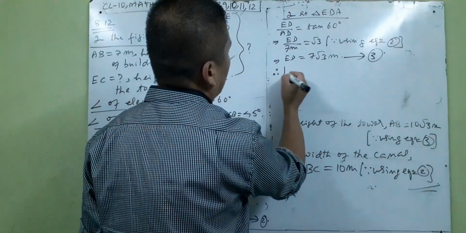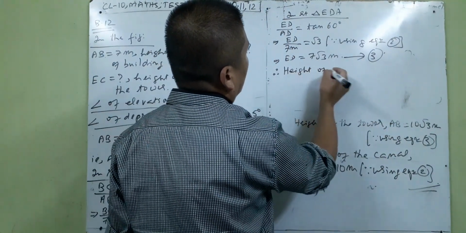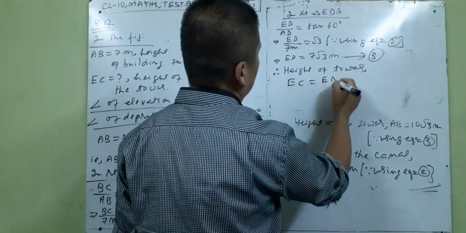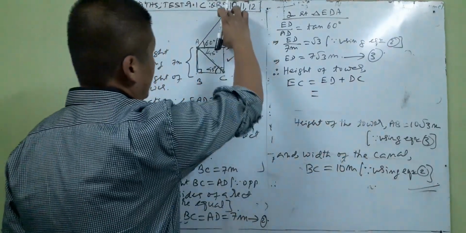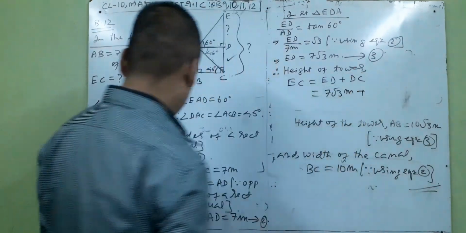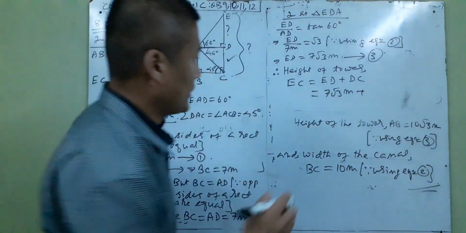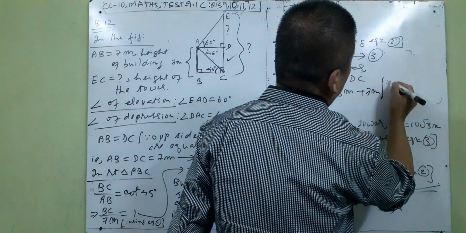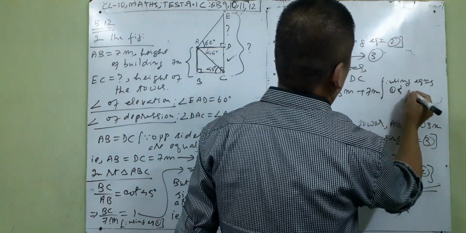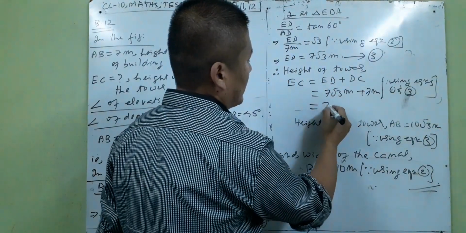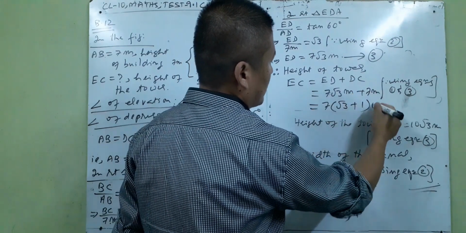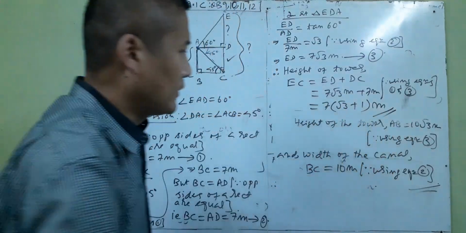Let's say. Therefore, the height of the tower is now very easy. If you want to write directly, EC is equal to ED plus DC. Common sense, everyone can see that ED plus DC. ED is just now 7 root 3 meters, plus DC from equation 1 is 7 meters, using equations 1 and 3. So take out the common factor 7 outside the bracket, then root 3 inside plus 1, and meters on the back side. So this is the height of the cable tower. Okay.